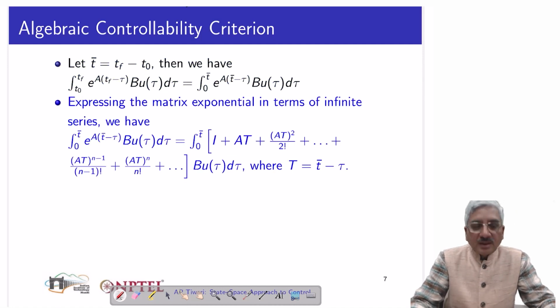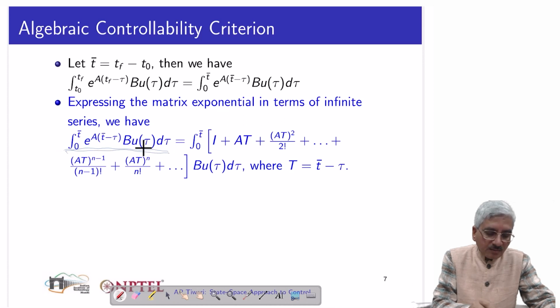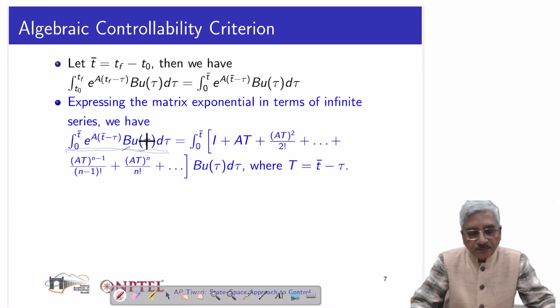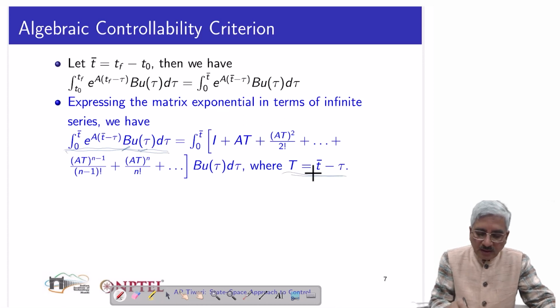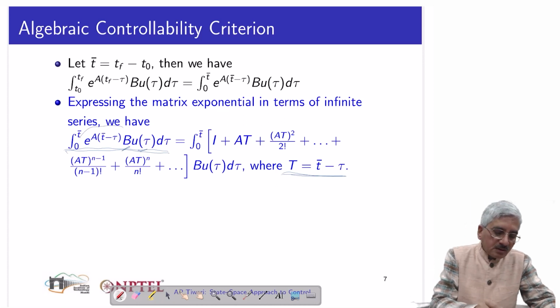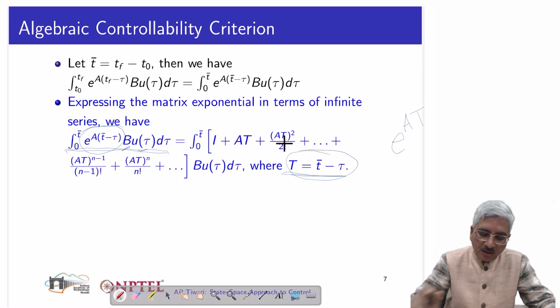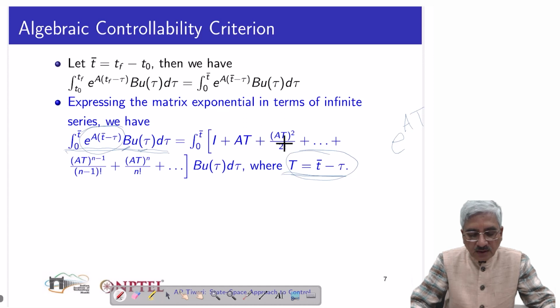So the matrix exponential gets expressed, matrix exponential times this B times u tau, and that integrated from 0 to t bar. We have another notation here. Capital T denotes t bar minus tau. So what we do is this e power A (t bar minus tau), or e power A capital T, with this notation we express in terms of the infinite series. We know e power At is identity plus At plus 1 by factorial 2 A square t square, etc.